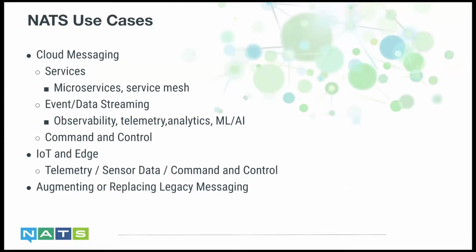So some of the use cases for this, obviously cloud messaging, services like we talked about, and event and data streaming. So observability, telemetry, analytics, ML and AI, which is kind of the progression from analytics where you're looking at something like Hadoop or doing more simplistic threshold modeling, to ML algorithms that are watching inputs for anomalies, security violations, and compliance violations. All of this shouldn't affect the endpoints that are actually trying to do the end user experience, right? The request reply, the fast path is what I call it.